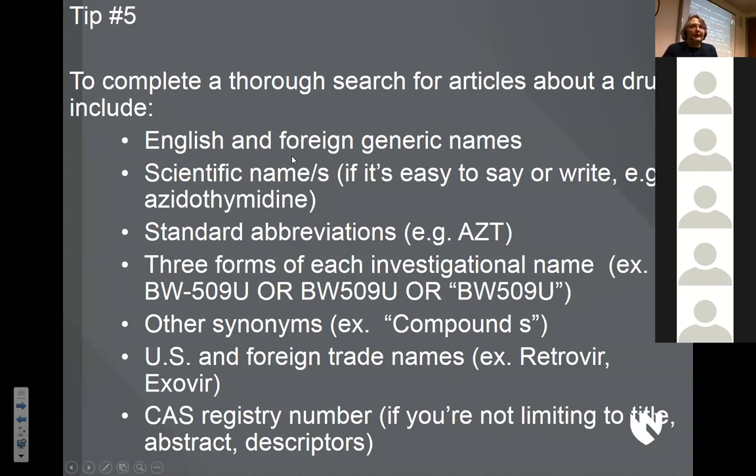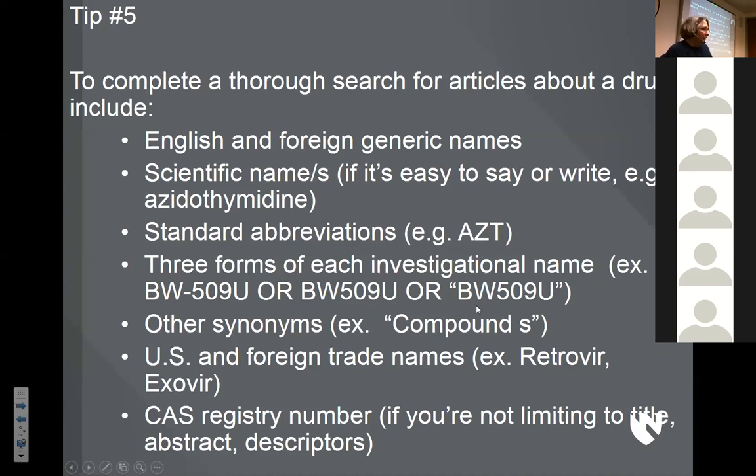But there are a few drugs where the alternate names are really important. In the examples here, I've used AZT, which was the first drug used for HIV. You would want the English and foreign generic names, and I believe that was zidovudine for AZT. You want the scientific name if it's easy to say or write, which is azidothymidine. Really easy to say, so it was used a lot in the literature. You want the standard abbreviations like AZT.